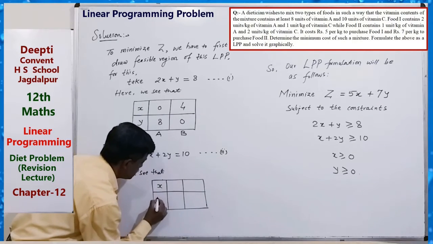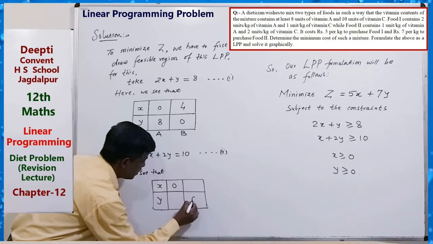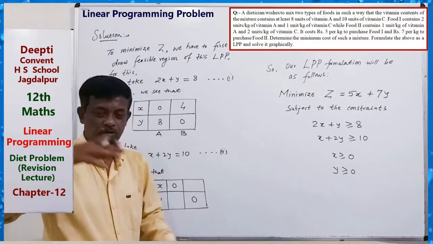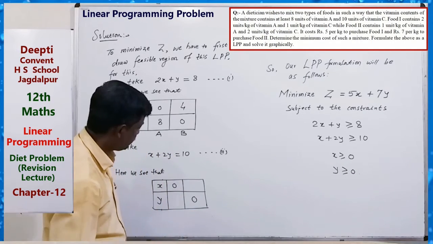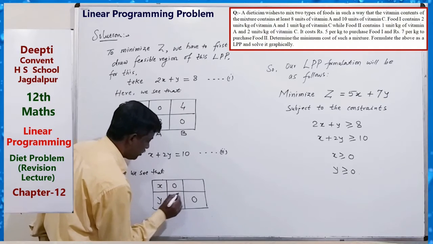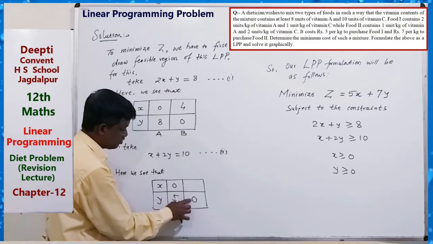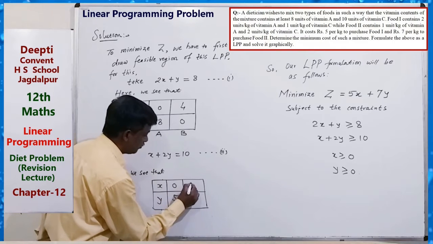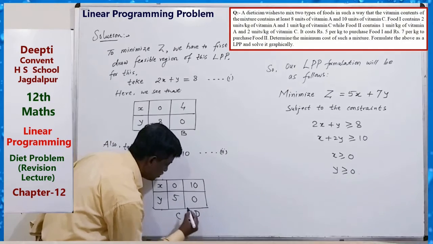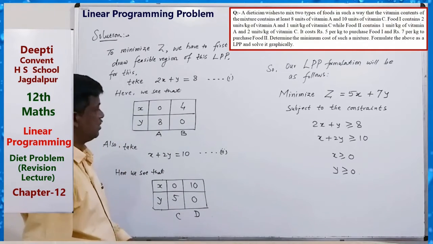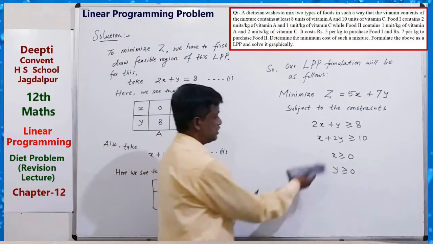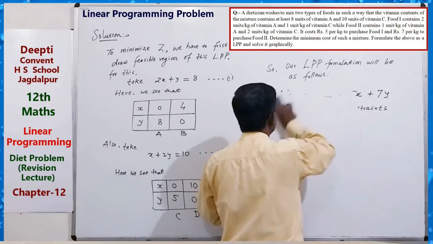Suppose this is x, this is y. Take 0, also 0, because one point is on the x-axis and one point is on the y-axis. So x equals 0, y equals 5. And y equals 0, x equals 10. This is point C, this is point D. Now we have to draw the first straight line and the second straight line. And x greater than or equal to 0, y greater than or equal to 0.